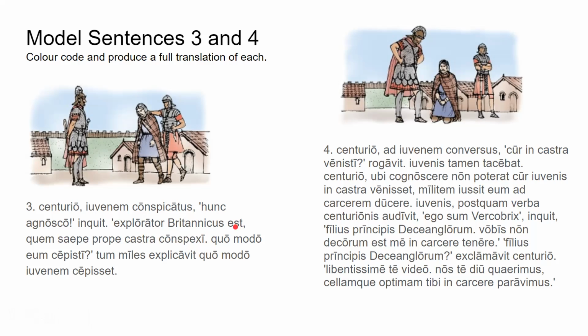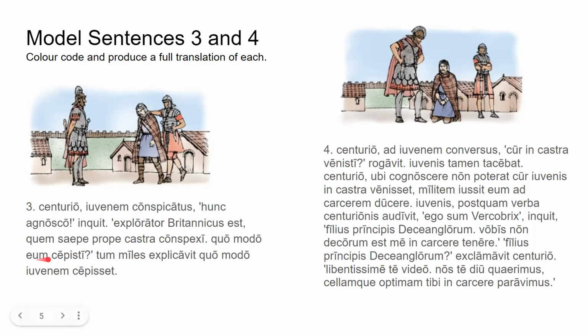Explorator Britannicus est, quem saepe prope castra conspexi. So he is an explorator, which is sort of like a British scout. We get the word explorer from that. Quem, whom, this is a relative clause that's describing him, whom conspexi, I saw often. So whom I have seen often, prope castra, near the camp. So notice that quem is the direct object of conspexi, but it's still describing the British scout. So he is a British scout whom I've often seen near the camp.